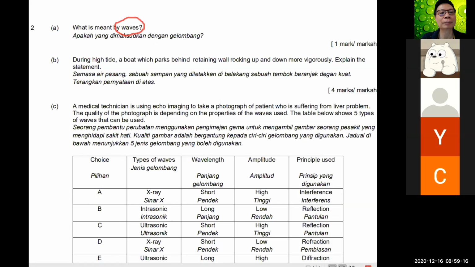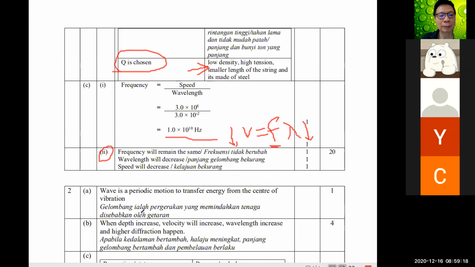Okay, check answer. Wave is a periodic motion to transfer energy from one center of vibration from one place to another place. This is the meaning of wave. Periodic motion means the motion is in a certain rhythm, to transfer the energy from one place to another place.